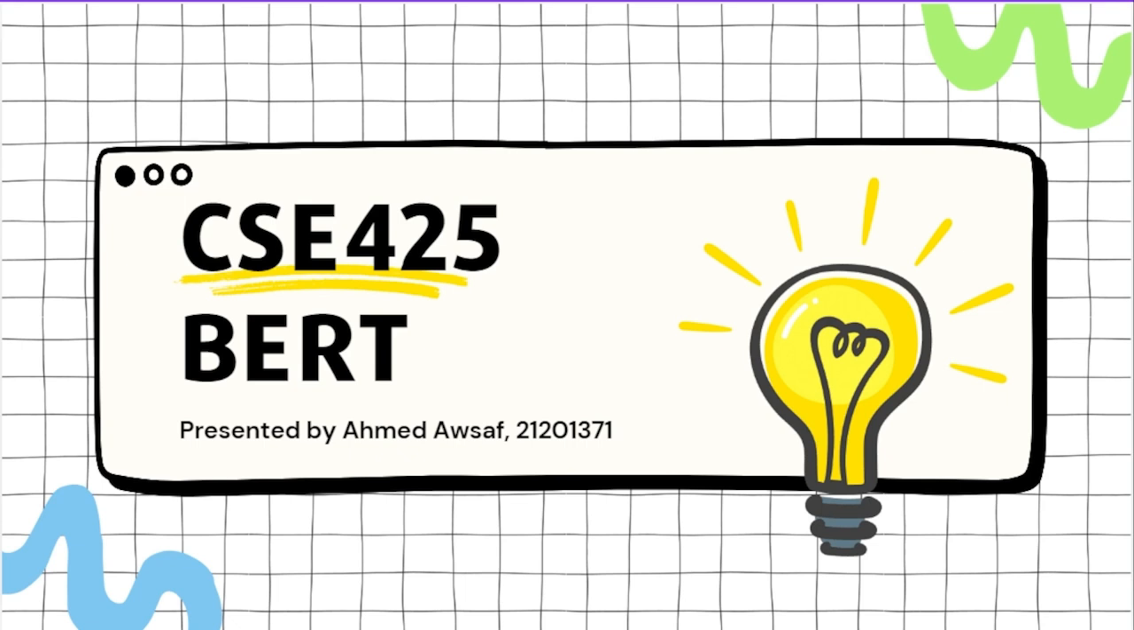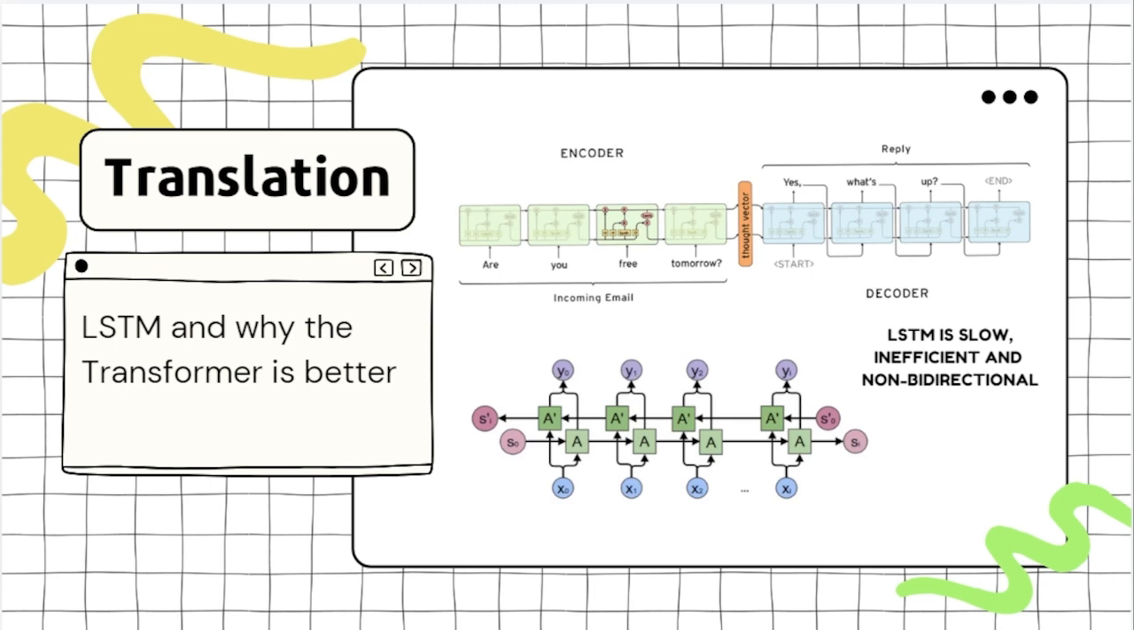If we look at language translation, we need to first look at how it was translated and why BERT was made. Okay, before we dive into the BERT architecture, we must first see how language translation was done before the BERT architecture. Before the BERT architecture, transformers were used, and before transformers, LSTM architecture were used.